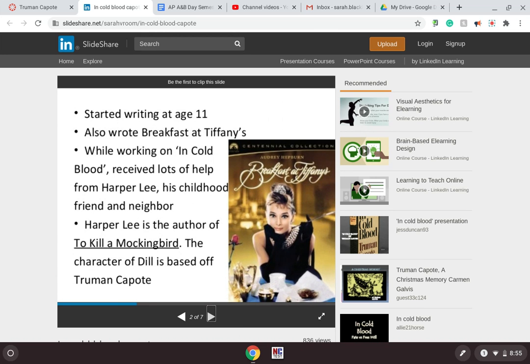So he started writing at the age of 11. Breakfast at Tiffany's was one of his biggest hits. When he was working on In Cold Blood and crafting this nonfiction novel, he received a great deal of help from Harper Lee, Nell Harper Lee, who was his childhood friend and neighbor. Now, you may recall Harper Lee is the author of To Kill a Mockingbird. And the character of Dill in the book is actually based off of Truman Capote, the little crazy neighbor kid next door. So if you have familiarity with that book or movie, then you can probably get a sense of what Truman was like, his personality, quite a character.